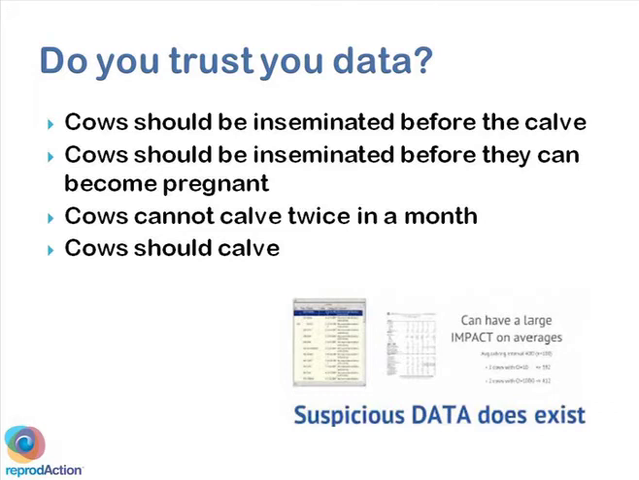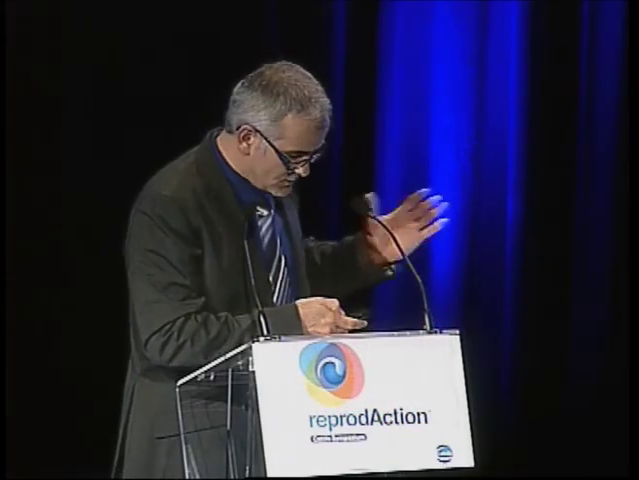Because in those computer software things, you can find a lot of crazy things. Cows should be inseminated before they calve, for example. Fairly simple. But it's often like this, that in some software programs, cows can calve without an insemination, for example. So all those things.